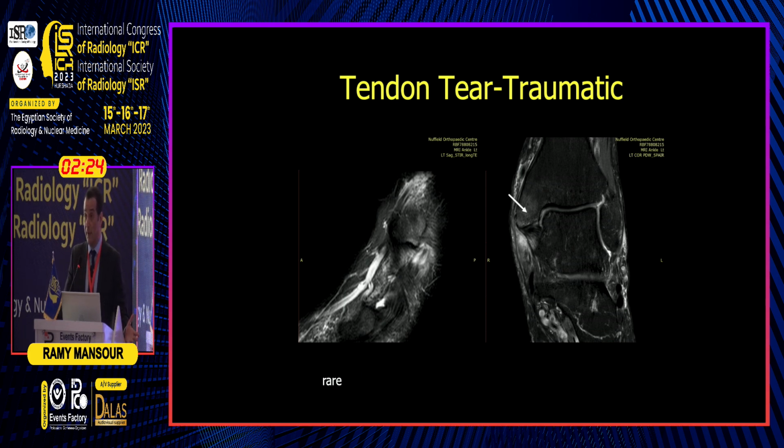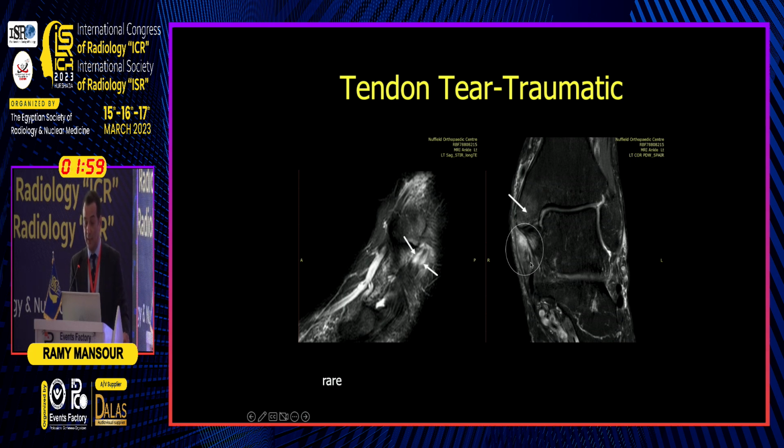Complete traumatic tear of the posterior tibial tendon can occur, and it is a straightforward diagnosis on MRI. All you see is that the tendon has completely disappeared, especially if you check the tendon in the tarsal tunnel. You can see in this patient there are no tendon fibers whatsoever, indicating a complete tear of the tendon.